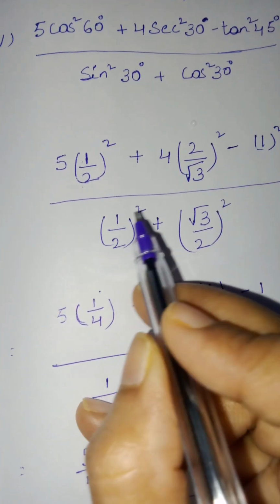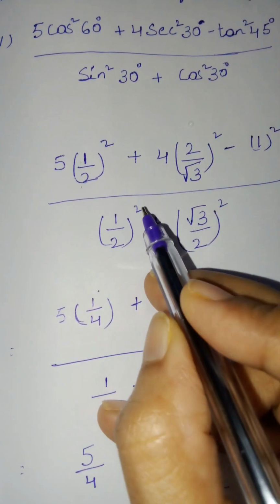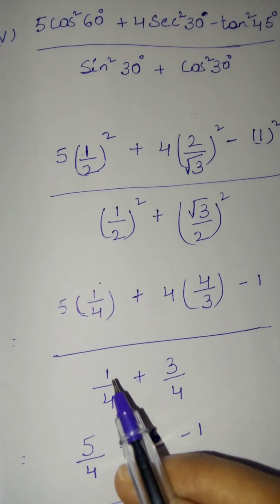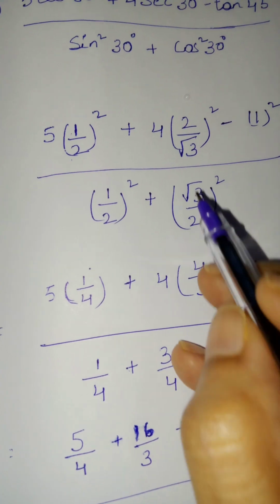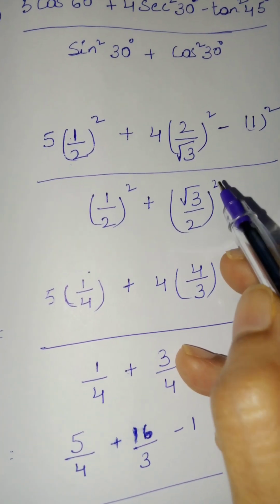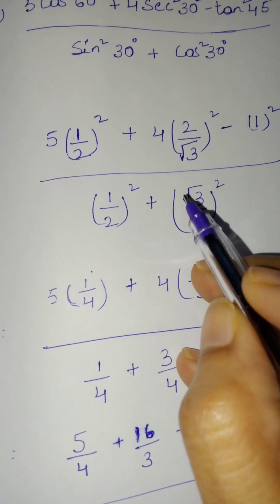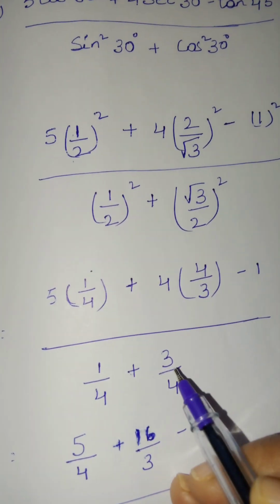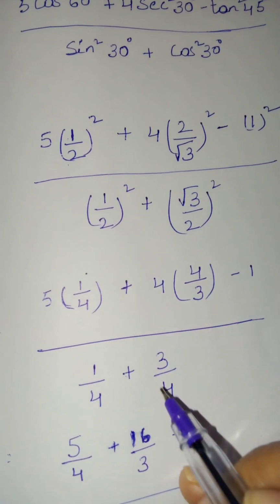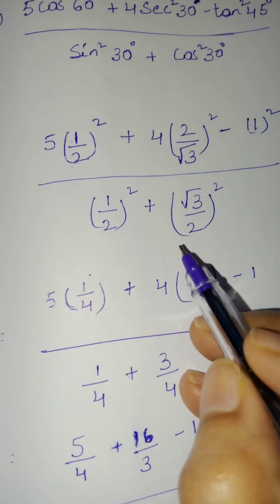whole square. 1 square is 1, no. 2 square is 4, 2 twos are 4. So 1 upon 4, plus (√3 upon 2) whole square. √3 whole square, the square root will get cancelled, it remains 3. So 3 upon 2 square, 2 twos are 4.